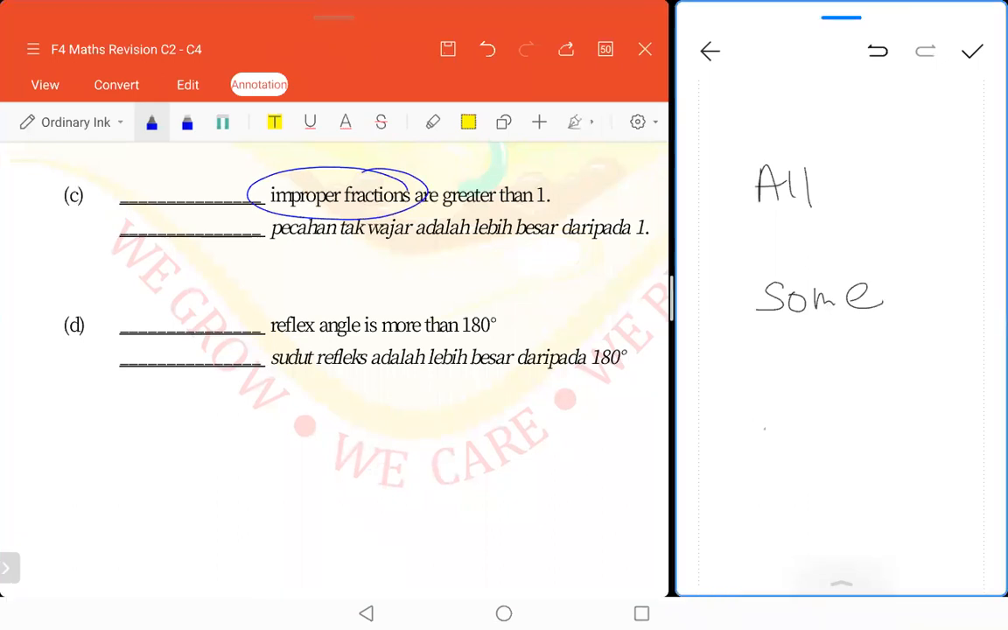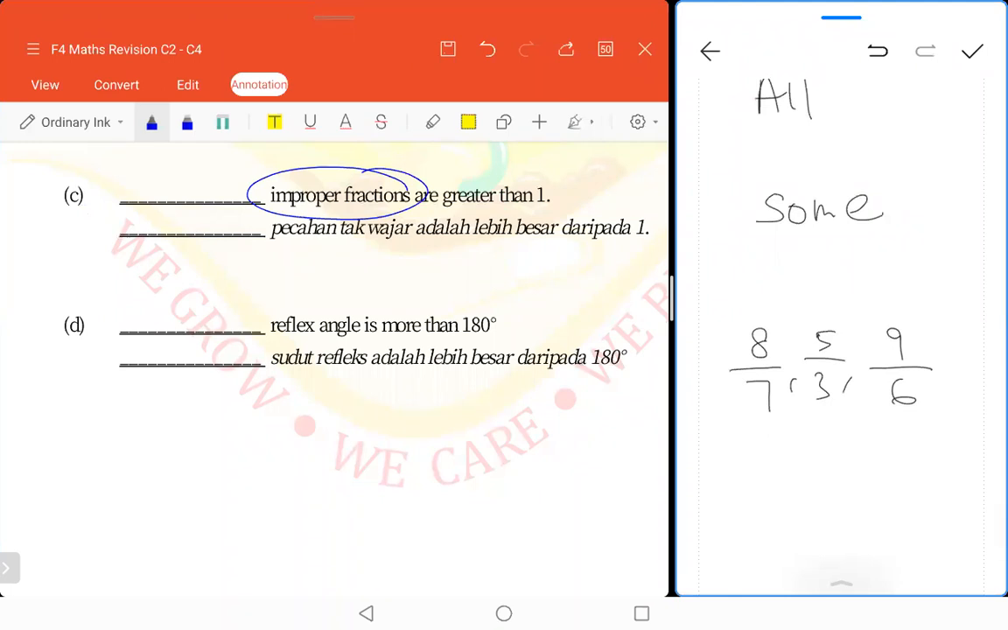Improper fractions. Example of improper fractions. Yeah, right again. Other examples of improper fractions: 10/9, 8/7. This one done already. Check again, you see the examples of improper fractions. Some? Is it some? You check here. It's all or some.